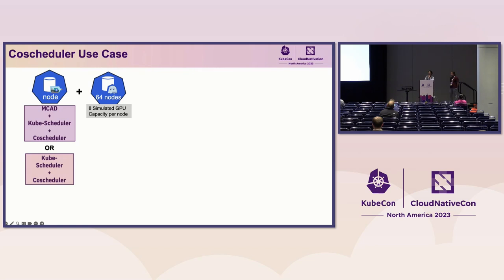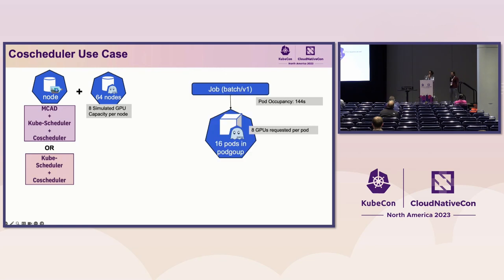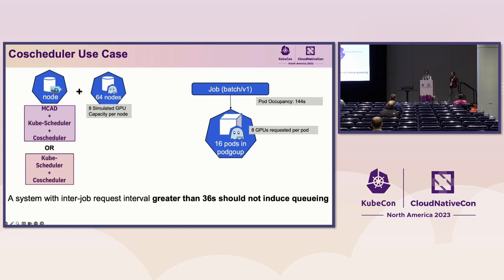And the workload also changed. We now have just one job, and each job has a pod group with 16 pods. Each pod requests 8 GPUs, and the pod occupancy time at each node would be 144 seconds. Again, if you do the basic math, you would see that a system with an inter-job request interval greater than 36 seconds should not induce queuing.